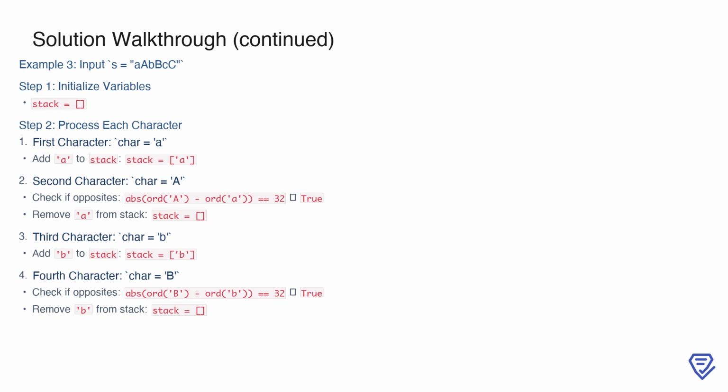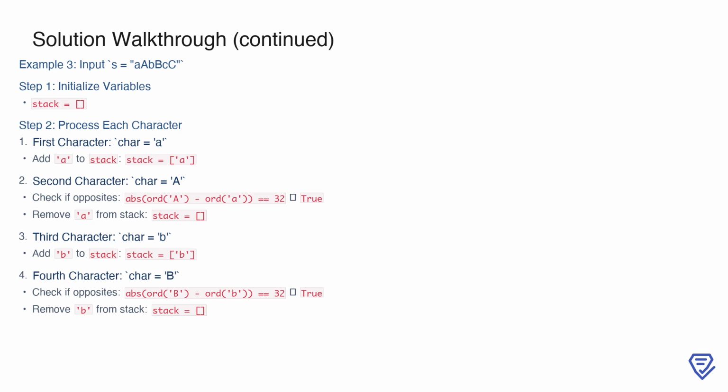In this example, the input is s equals a_b_c_c. As usual, we start with an empty stack. The first character, a, is added to the stack, resulting in a. For the second character, a, we check if it is the opposite of a using the condition abs(ord) equals 32. Since this is true, we remove a from the stack, leaving it empty.